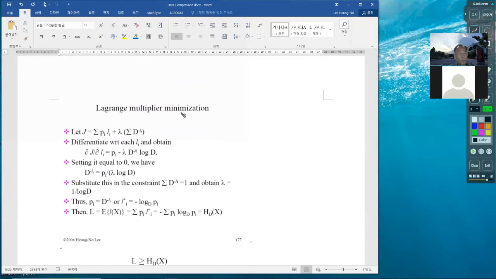So you can use the Lagrange multiplier given as this, and we take the differentiation with respect to each l_i, which is the variable for optimization, and we obtain this. Then we set it equal to 0, and after you have done that, you have this relation. Once I have this relation, I can substitute it into the constraint and obtain lambda, which is given to be this. So p_i should be equal to D to the power of minus l_i. The p_i are already given numbers to you, and the l_i's are the variables for optimization.